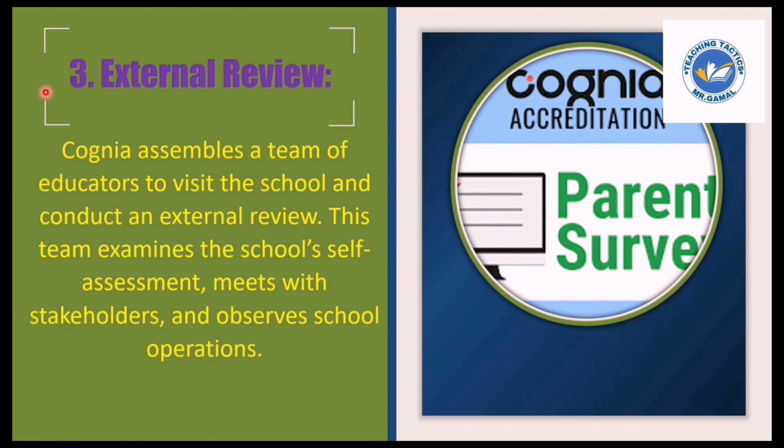The third step is the external review. Cognia assembles a team of educators to visit the school and conduct an external review. This team examines the school's self-assessment, meets with stakeholders, and observes school operations. So the third step in the accreditation process is the external review or the visit by the Cognia team. In this step, the team visits the school and checks what was already assessed during the self-assessment against what already exists in reality at school.